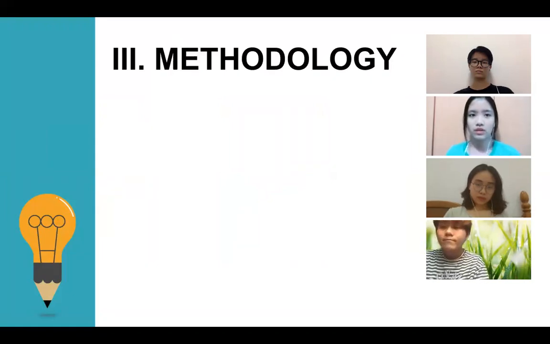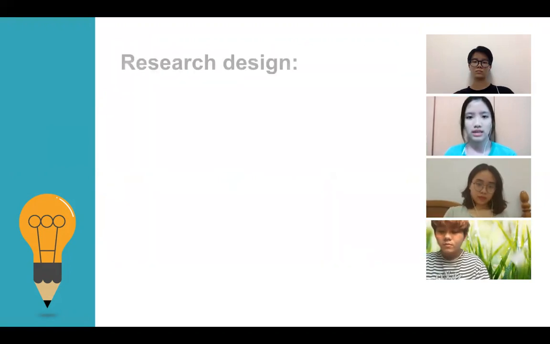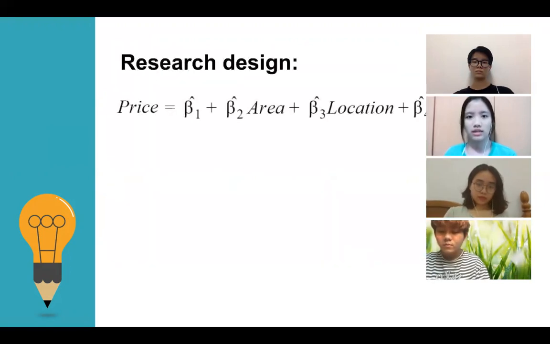Now let's move to methodology. In this part, we will mention two things: research design and econometric tests. About research designs, after collecting data and deciding what factors affect the price of apartments in Hanoi, we have the model: price equals beta 1 hat plus beta 2 hat multiply area plus beta 3 hat multiply location plus beta 4 hat multiply density and error term.